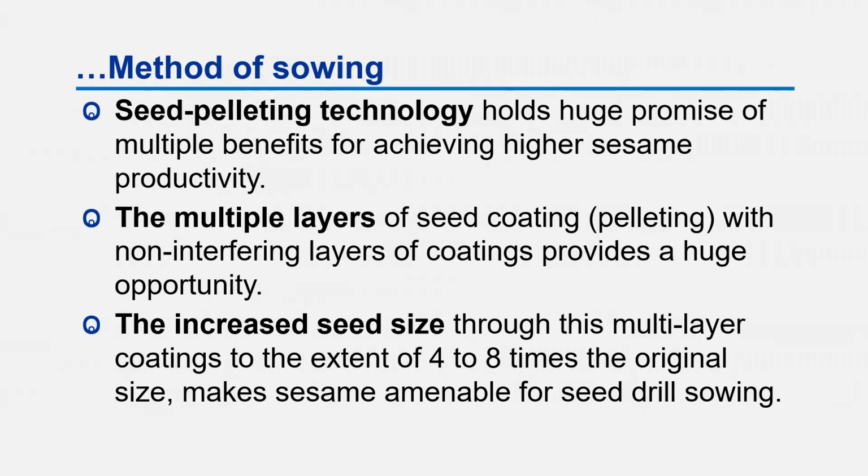Seed pelleting technology holds huge promise of multiple benefits for achieving higher sesame productivity. Multiple layers of seed coating can be made and seed pellets can be uniformly applied and sown in this crop. So this is an option.